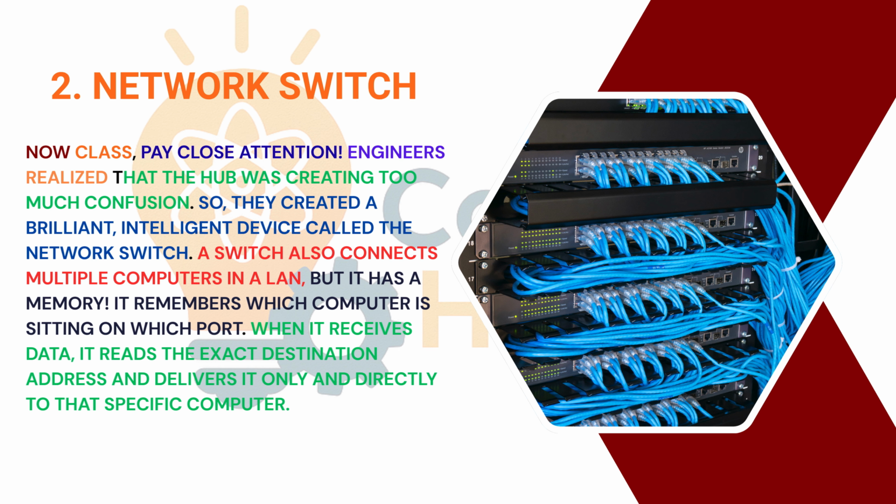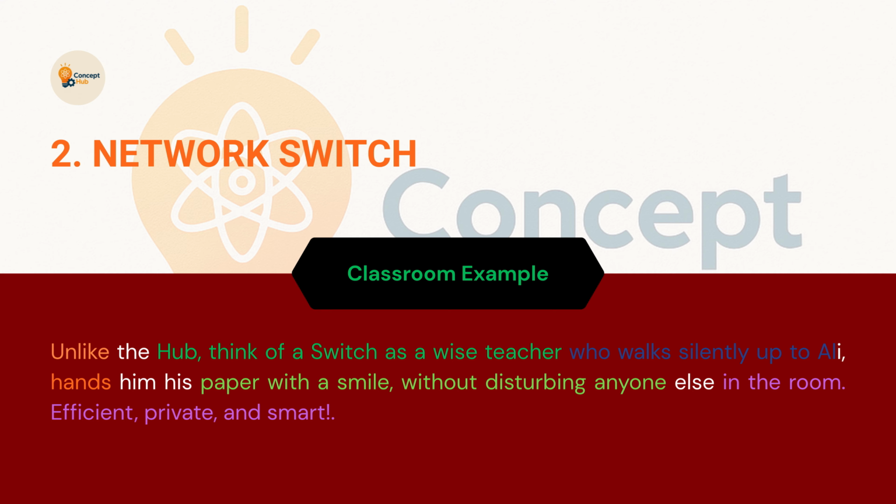Network switch. Now class, pay close attention. Engineers realized that the hub was creating too much confusion. So, they created a brilliant, intelligent device called the network switch. A switch also connects multiple computers in a LAN, but it has a memory. It remembers which computer is sitting on which port. When it receives data, it reads the exact destination address and delivers it only and directly to that specific computer.